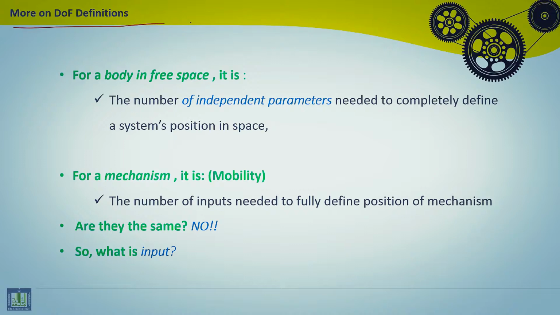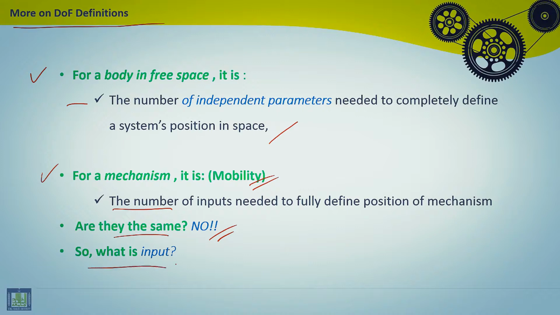More definitions for degree of freedom. For a body in free space, it is the number of independent parameters needed to completely define a system's position in space. For a mechanism, it is called also mobility. It is the number of inputs needed to fully define a position of mechanism. Are they the same? No, definitely.